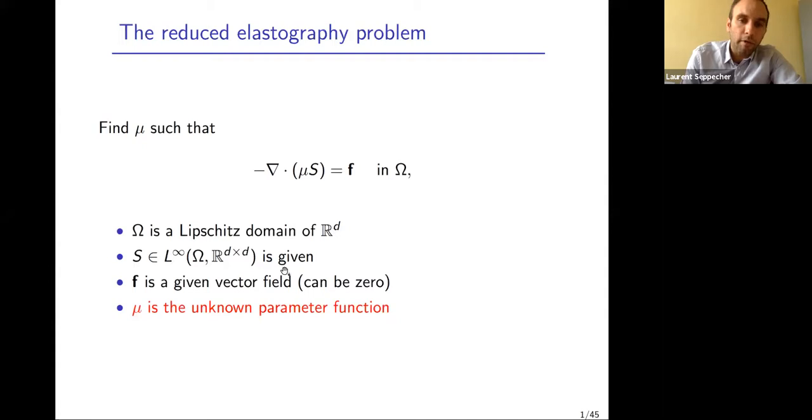Note that F could be 0 in some cases. We'll see it later, but the elastostatic problem would be with F equals 0, for instance, in some cases. Or in some conductivity problems also, you can have F equals 0. And when you have F equals 0, the question of finding mu is somehow finding the null space of some kind of differential operator. So mu is the unknown, a parameter function, which is a scalar function. We just try to find one function here.